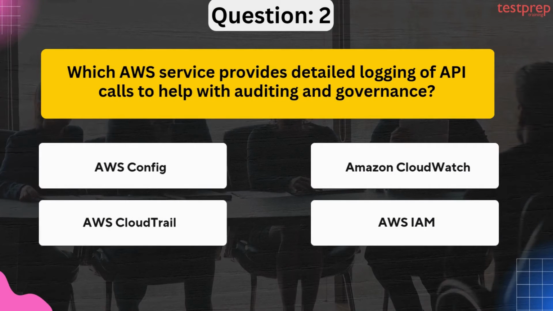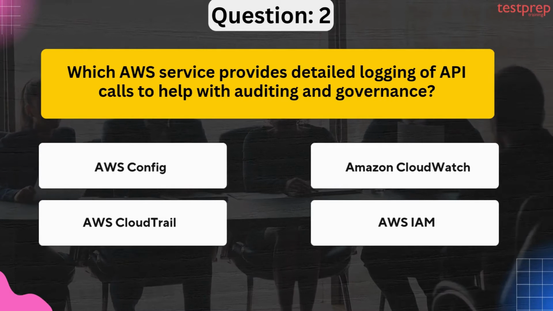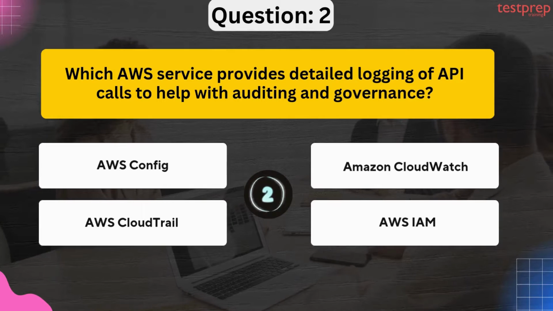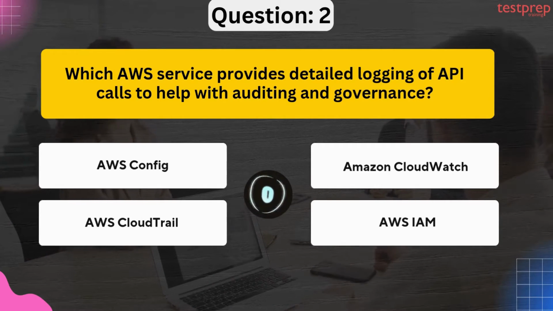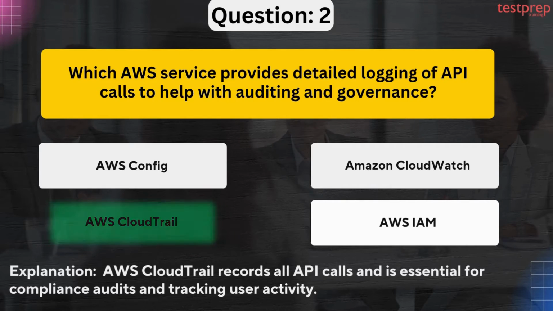Question 2. Which AWS service provides detailed logging of API calls to help with auditing and governance? The correct answer is AWS CloudTrail. AWS CloudTrail records all API calls and is essential for compliance audits and tracking user activity.